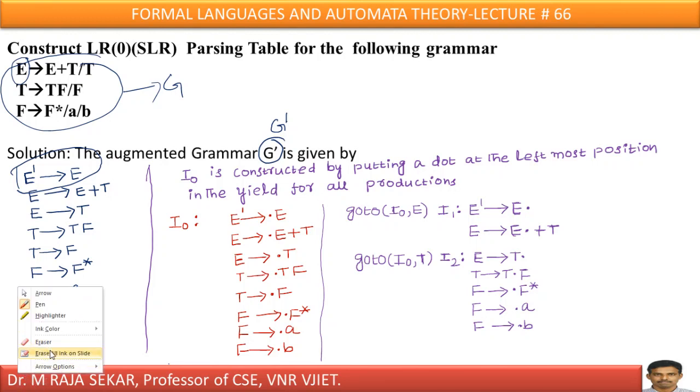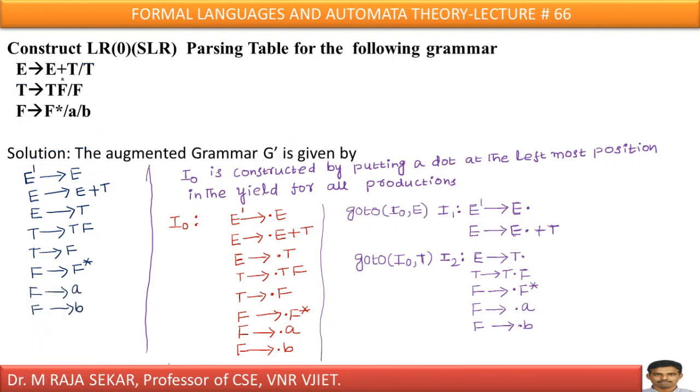Just identify the starting symbol of the grammar. Here E is the starting symbol. Just augment one more new production with E as the starting symbol. Introduce a production like this: E dash goes to E. And all other productions I am just copying. E goes to E plus T. E goes to T. T goes to TF.